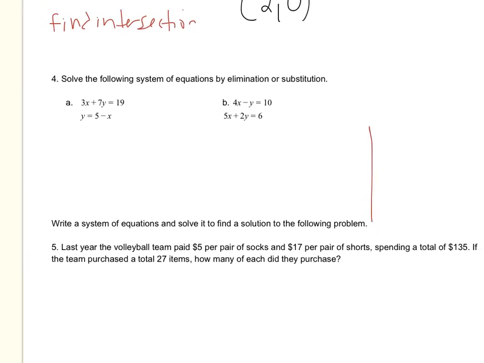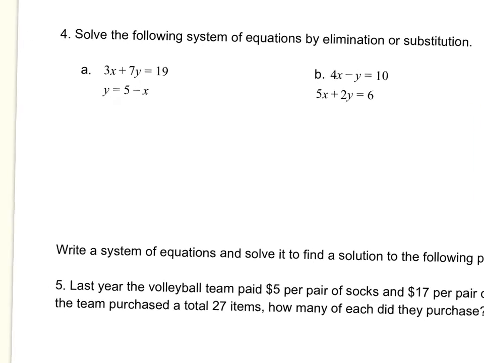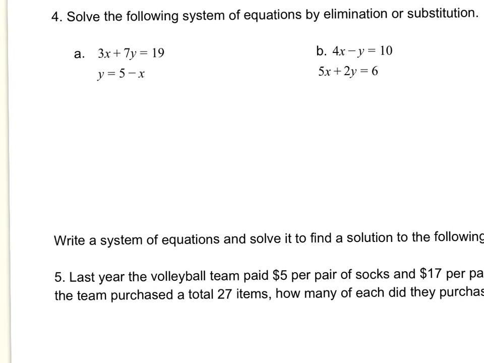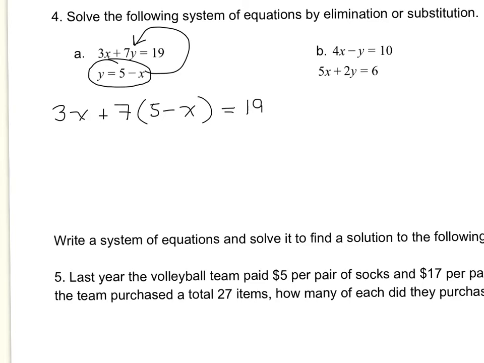Okay, so we can also do these algebraically. So number 4 we want to solve by elimination or substitution. Either way is okay. So A, I would say this is kind of tailor-made for substitution because if you see, this equation has y by itself. So I will substitute that into the other equation. So that'll leave me with 3x plus 7 times y, but y is 5 minus x, equals 19. So I can distribute. So I get 3x plus 35 minus 7x equals 19.